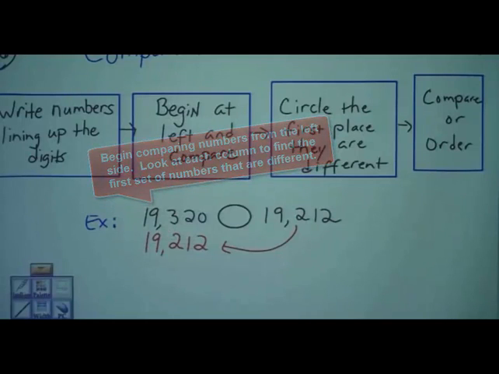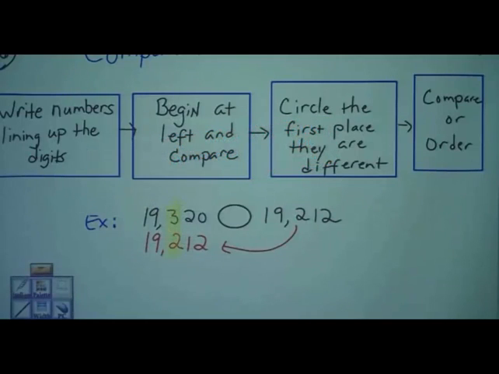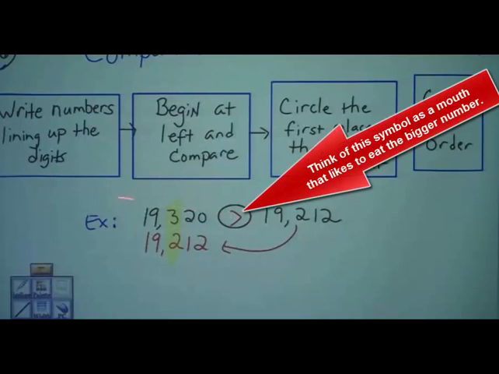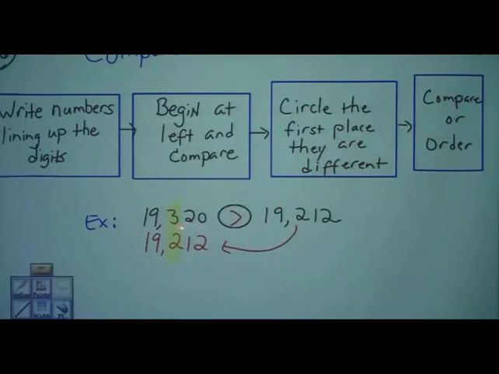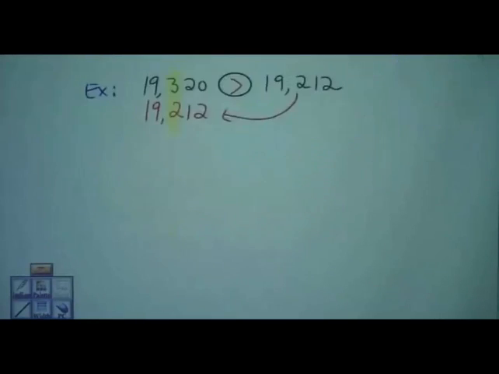So I'm going to take my highlighter pen and highlight the first place they're different. Notice how that makes those two numbers stand out. Now those are the only two numbers you need to look at to tell which number is larger. The 3 is larger, so that number is going to get the bigger side of the sign, which is the greater than sign. Notice the bigger side of the sign is facing the bigger number. So you would read this, 19,320 is greater than 19,212.